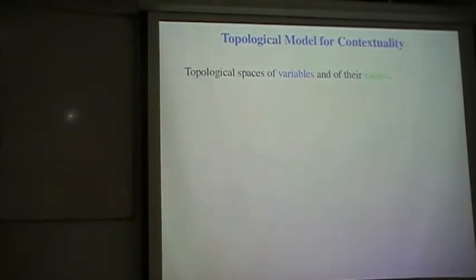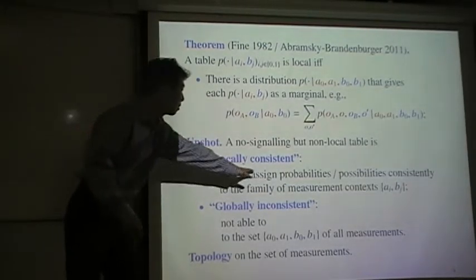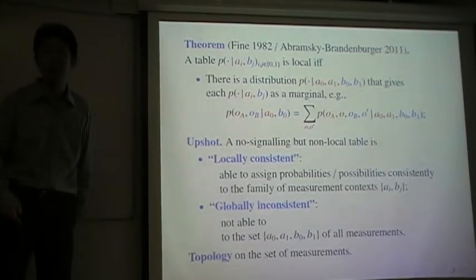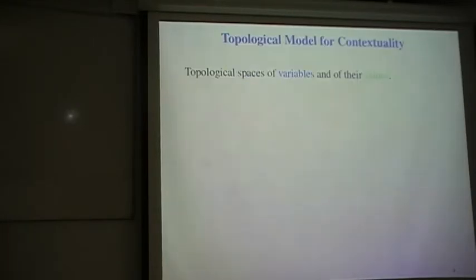Can you go back? There's some words missing. Globally inconsistent. Not able to assign probabilities consistently. Sorry, it's not even worth writing it. It's just ditto is what I meant. I should really speed up.